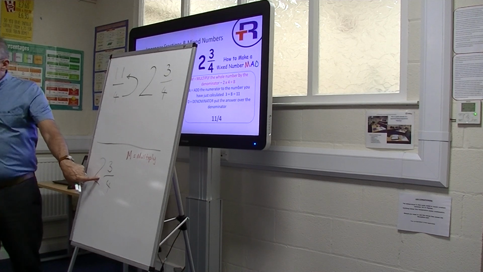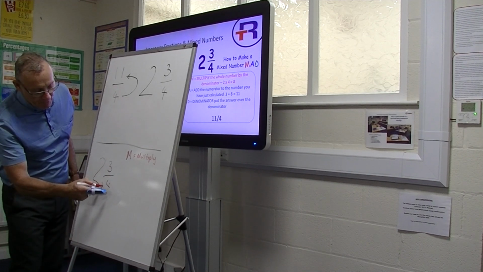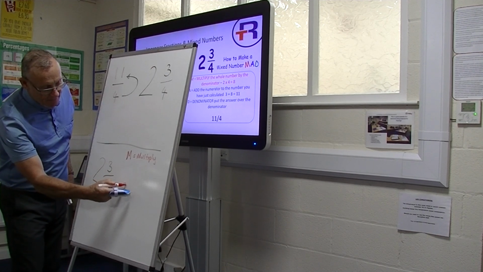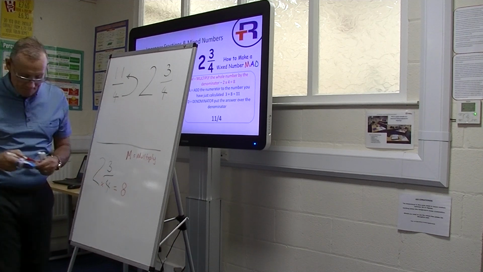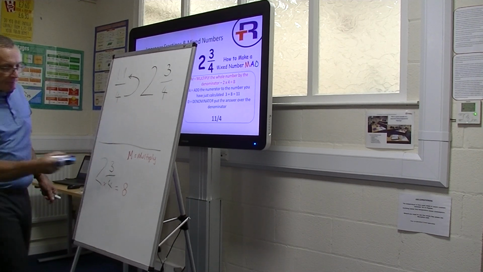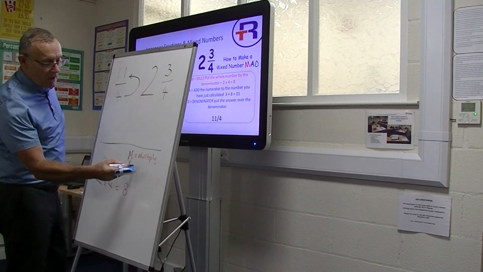We multiply the whole number by the bottom of the fraction. 2 times 4 is 8. Okay? We then think of the letter A. The letter A stands for add.